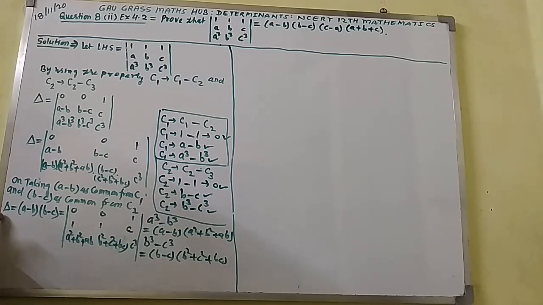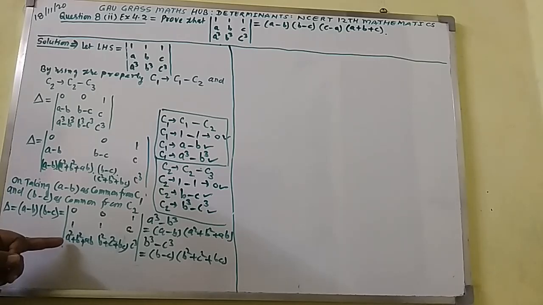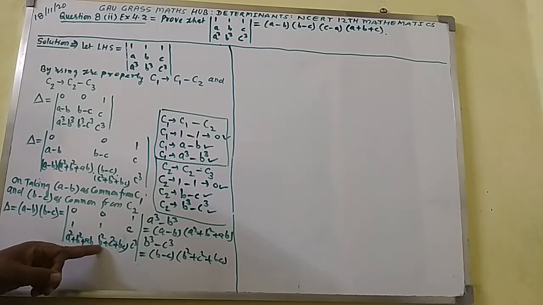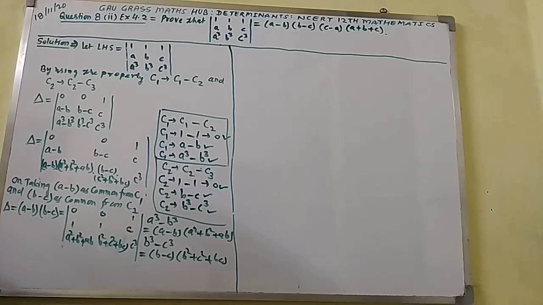This thing we have got: det equal to, in one bracket a minus b, dot, in other b minus c, dot, opening a vertical line. The elements of first row: 0, 0, 1. The elements of second row: 1, 1, c. The elements of third row: a squared plus b squared plus ab, b squared plus c squared plus bc, and c squared. This is c cubed. So this determinant you will get.